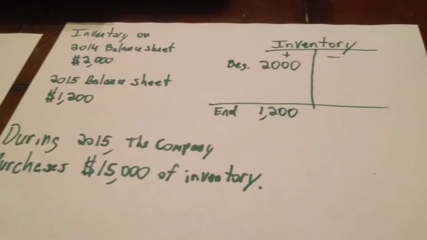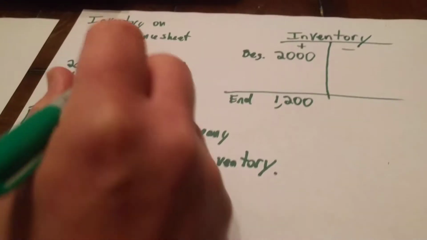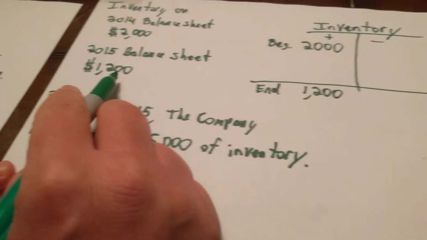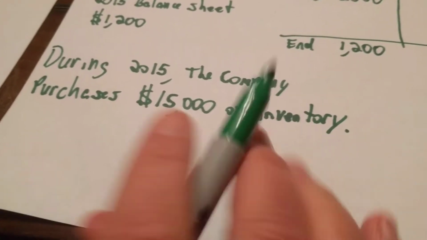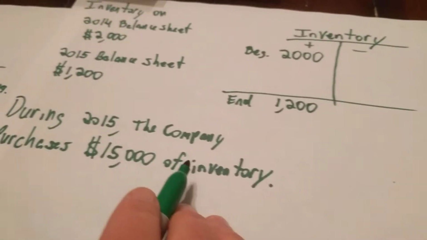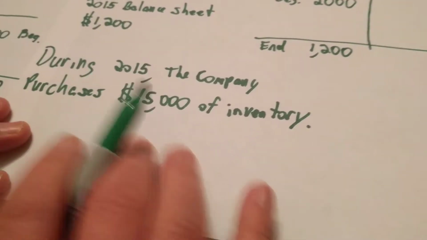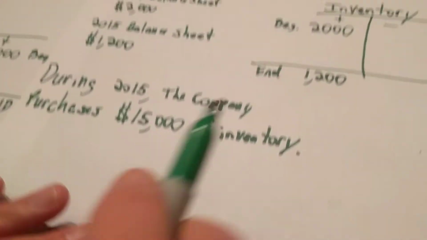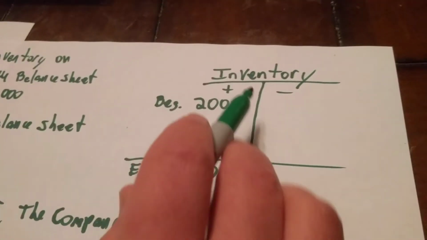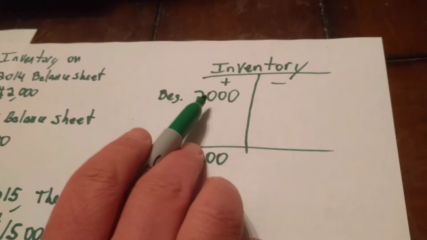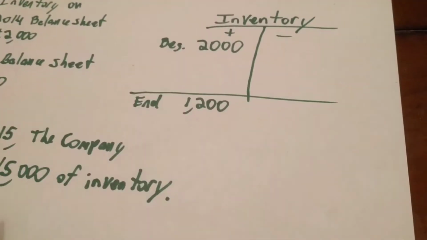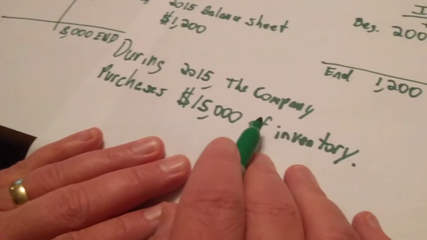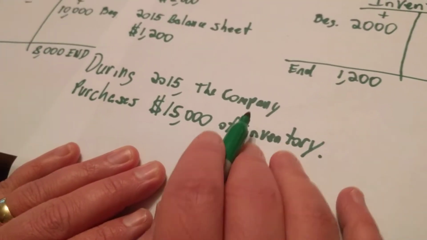We have inventory of 2,000 at the beginning and 1,200 at the end of the year. Now it tells us that we have purchases of inventory. Whenever we do a problem like this, we're going to assume that everything that we purchase is made on credit. Using our T account right here, we already have it set up. We have the beginning balance here, 2,000, the ending balance here of 1,200, and then the purchases of 15,000. Well, that's going to be something that increases our inventory amount.